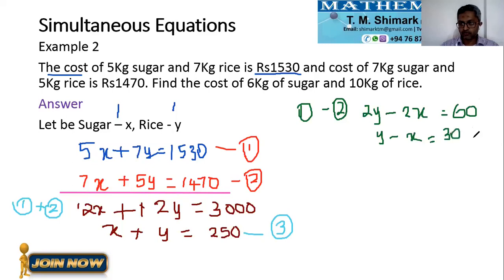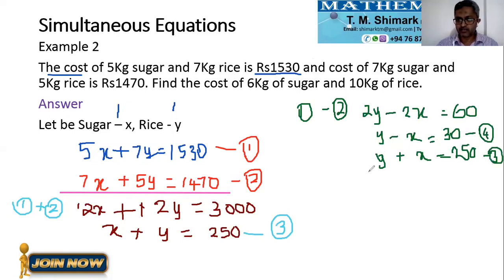So now I got the fourth equation, right? I have y minus x equals 30, and I will take this equation. I will just write down y first, okay? Y plus x equals 250. So I have these two equations, this is 3 and 4. Now I have the answers, correct? Now it got very easy. So it's a very simple equation.